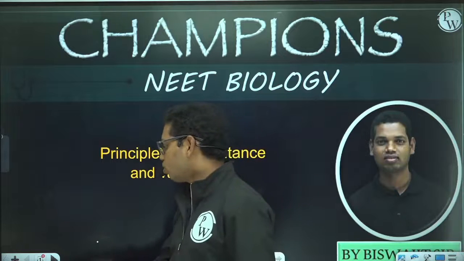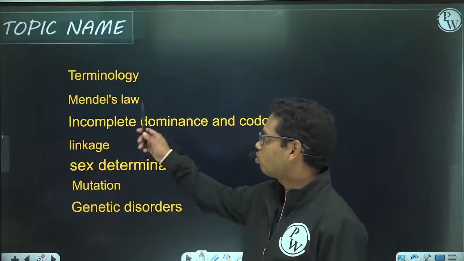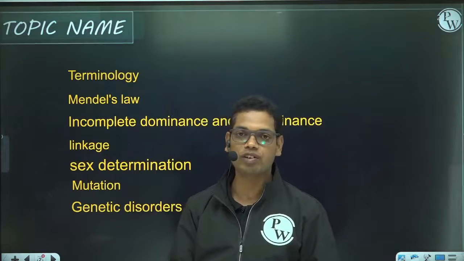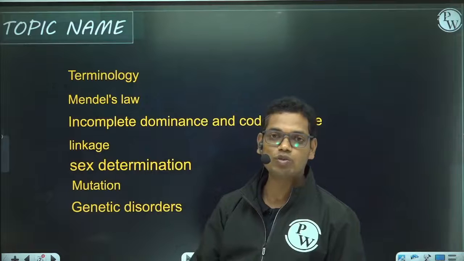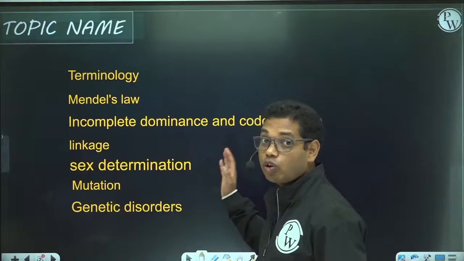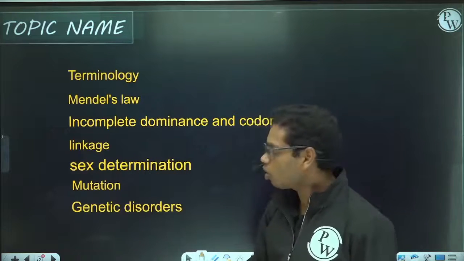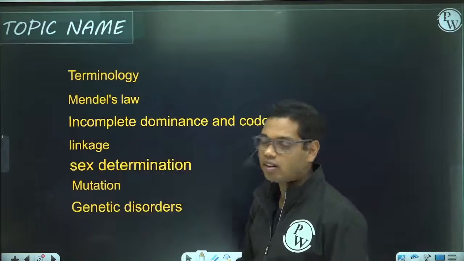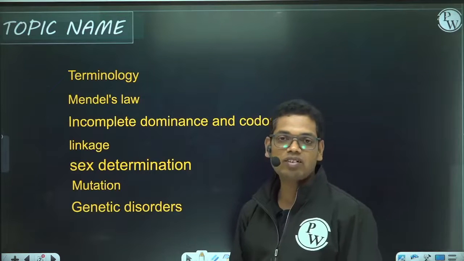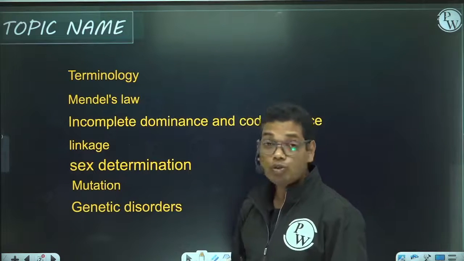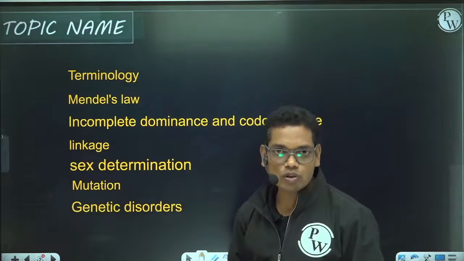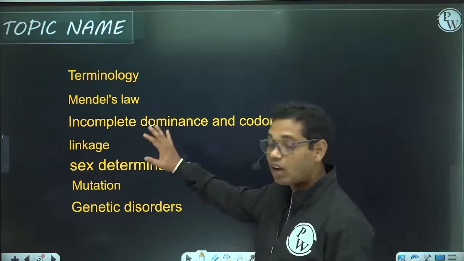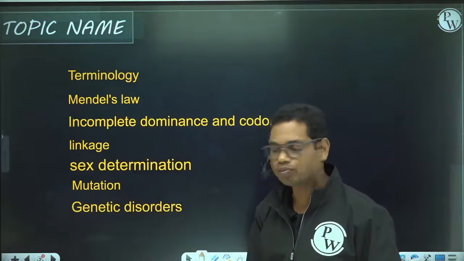So the topics we are going to cover today are various terms related to genetics, Mendel's laws of inheritance like the law of dominance, law of segregation, law of independent assortment, and the exceptions to these laws like incomplete dominance, codominance, and linkage. We will talk about the chromosomal theory of inheritance also. I have not written it here, but I will discuss that. Different methods to determine the sex of various organisms, mutation, genetic disorder, and we will also talk about pedigree analysis. Pedigree analysis and chromosomal theory of inheritance I have not written here, but I will discuss them with you.